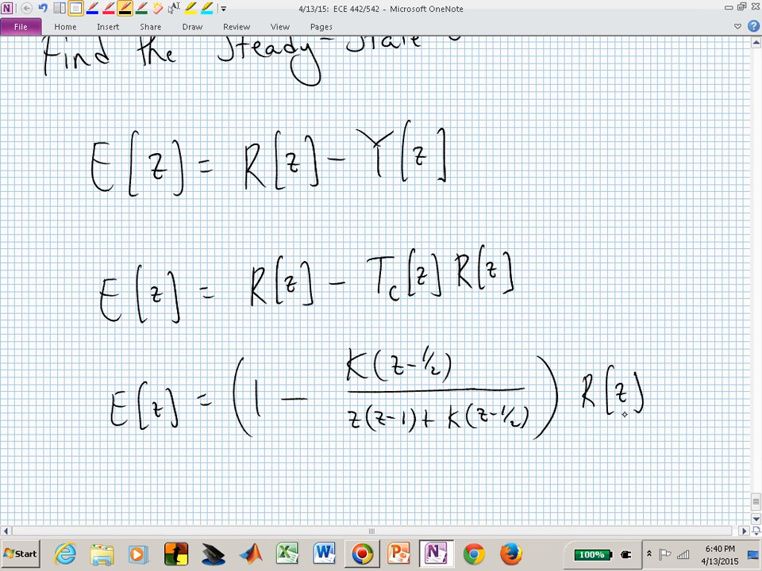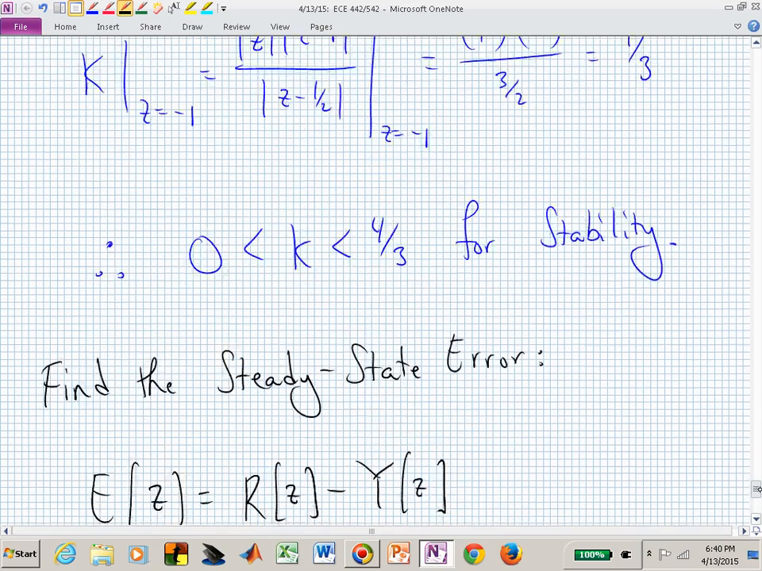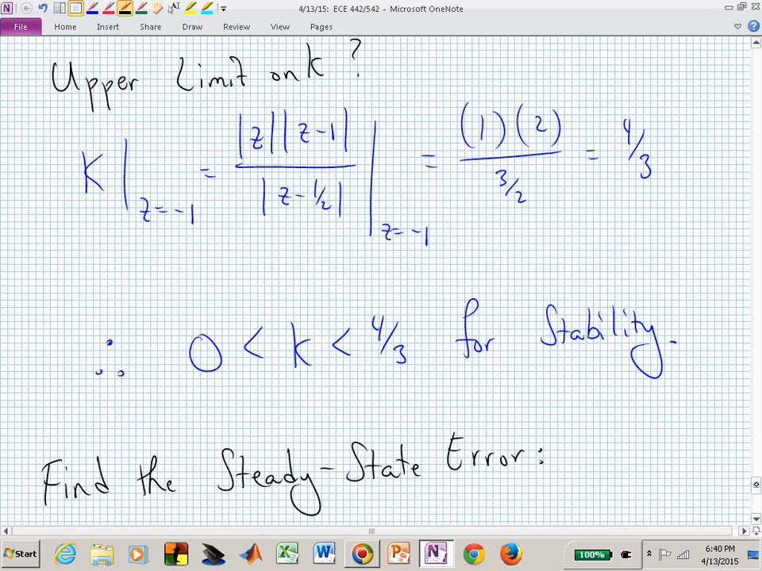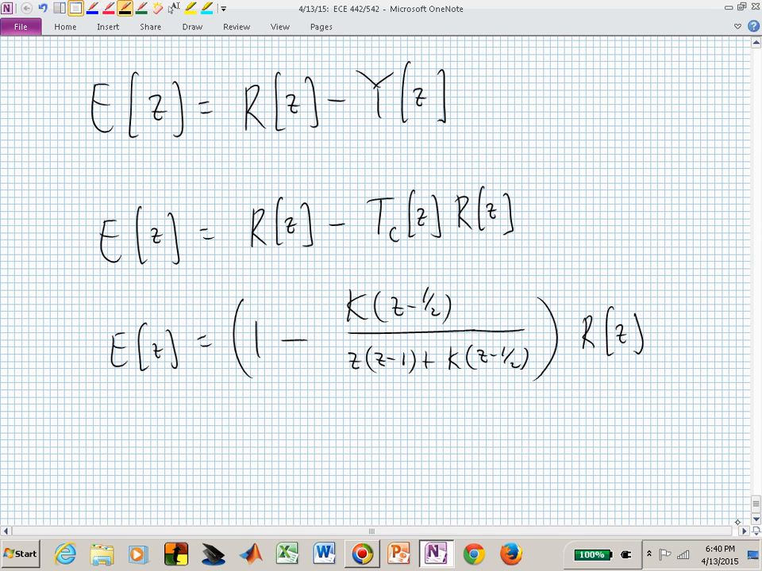I hadn't yet picked a k, had I? I just had located what k needs to be for stability. We need to pick k between 0 and 4/3. But now let's just leave it variable and see if it matters in this steady state error calculation.